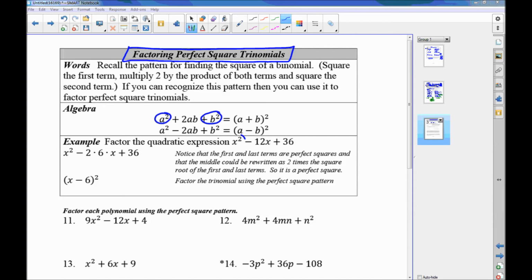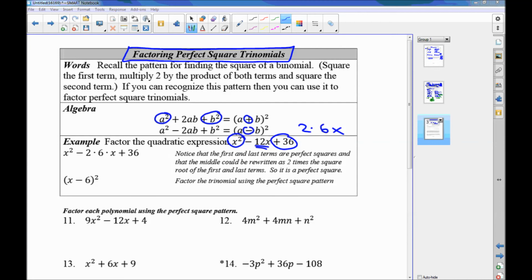So in our example here, x squared is a perfect square and 36 is a perfect square. So the square root of x squared is x, and the square root of 36 is 6. And then if I doubled that, I get what's in the middle, except it's a subtraction. When it's a subtraction, we put subtraction in the middle, and if it was an addition, we put addition in the middle of our answer.